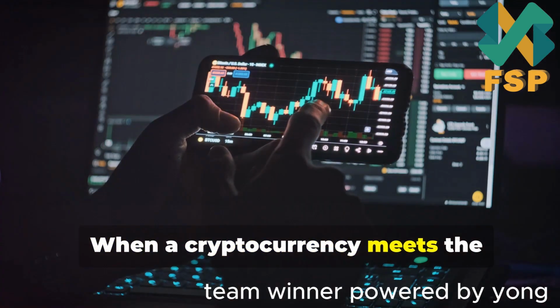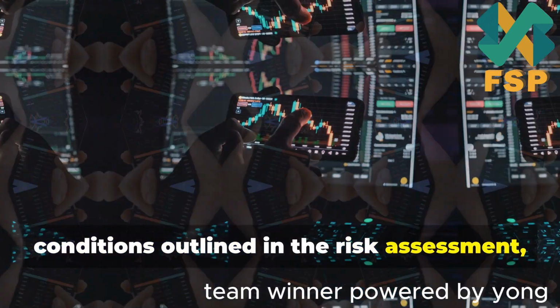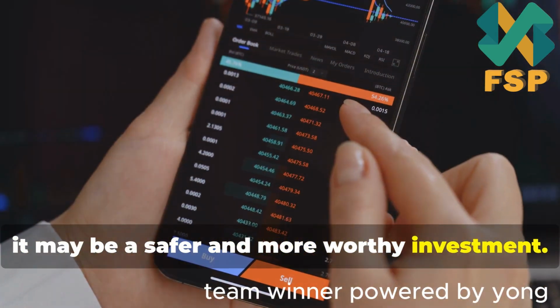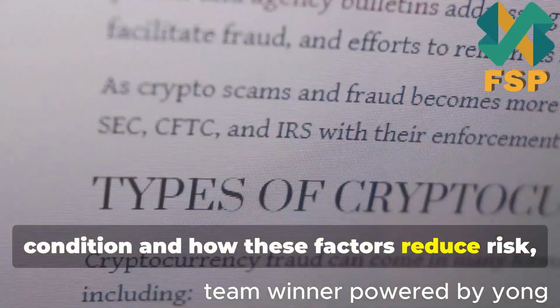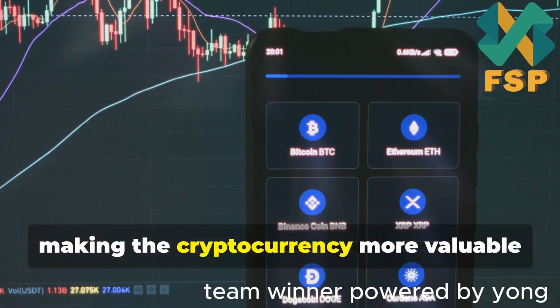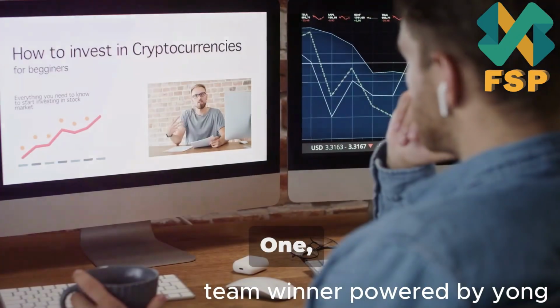When a cryptocurrency meets the conditions outlined in the risk assessment, it may be a safer and more worthy investment. Below is a detailed analysis of each condition and how these factors reduce risk, making the cryptocurrency more valuable for investment.